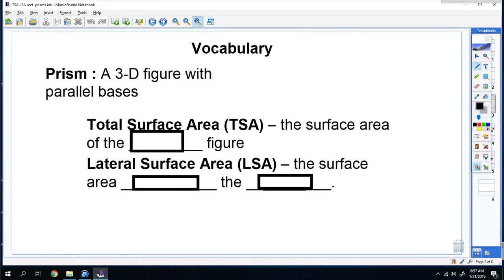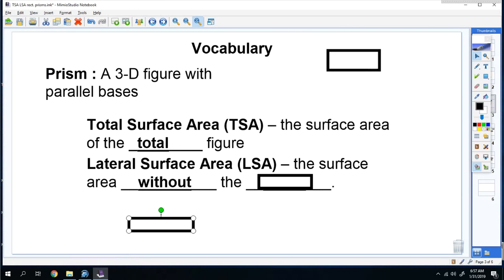So we're going to do something called total surface area, and Ms. Russell likes to call it TSA. Makes me think of the airport, but TSA is going to be considered total surface area. And the total surface area is the surface area of the entire figure, meaning that you have to find the area of all of it and add them up. Lateral surface area, LSA, is the surface area without the bases. So lateral surface area is everything but the bases, while total surface area is everything including the bases.